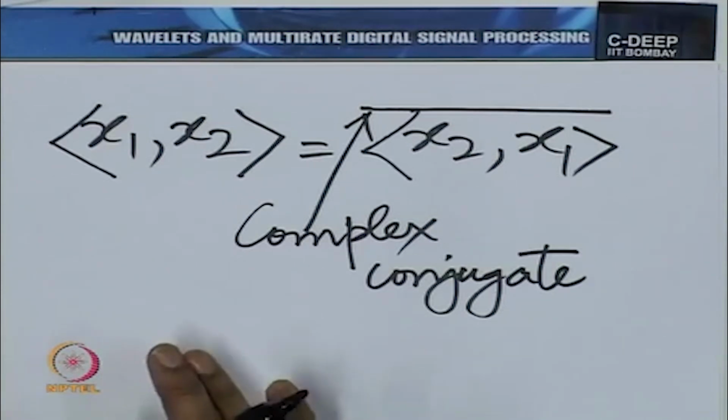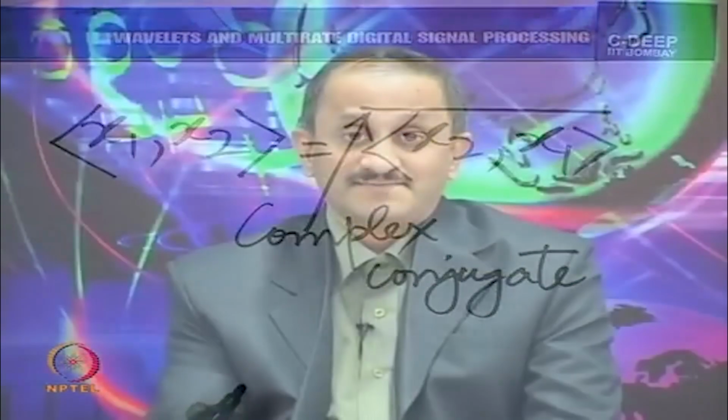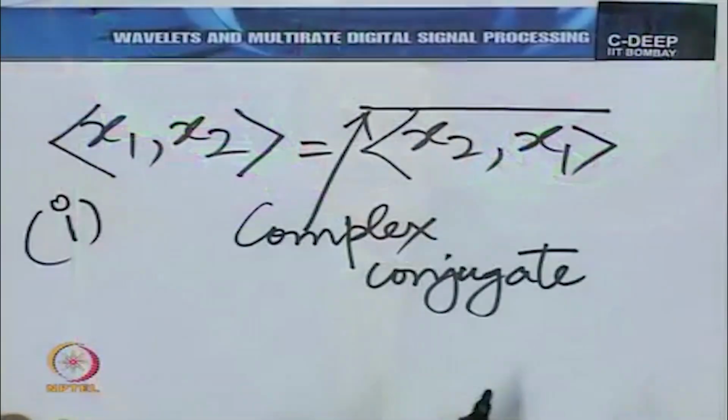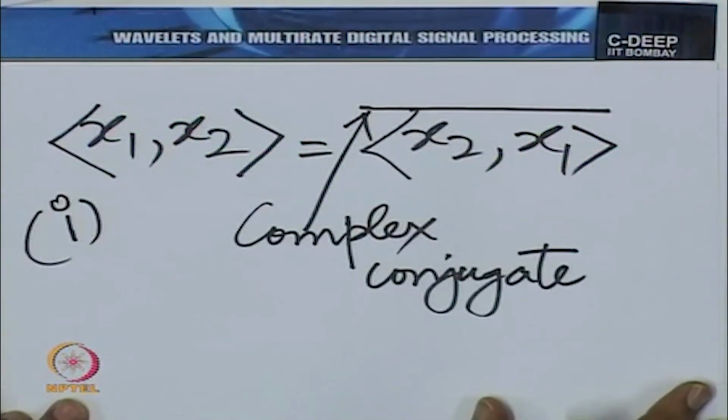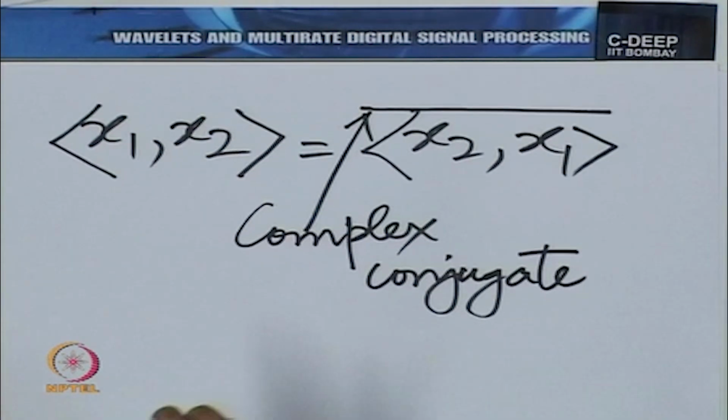This is what is called the standard inner product, but one can have many other non-standard inner products which obey the following conditions. The first condition is this that we write down here. The inner product of x 1 with x 2 is the complex conjugate of the inner product of x 2 with x 1. Secondly, the inner product is linear in the first argument.